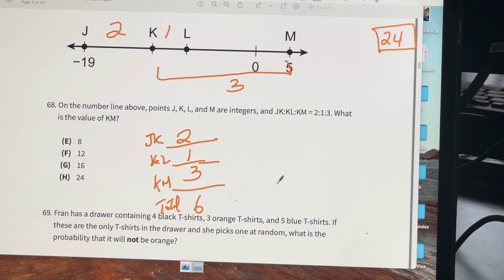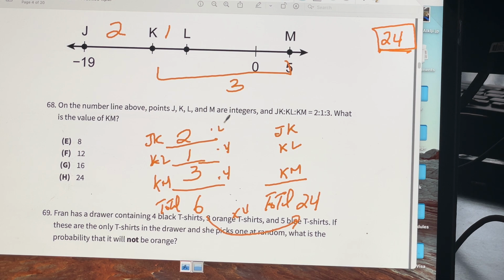Now they're asking us what's the value of KM? Well, when the distance is 24. So if that's 24, what's JK, what's KL, and what's KM, right? Well, again, find your relationship. 6 times 4, so here would be times 4, times 4, times 4. 2 times 4 is 8, 1 times 4 is 4, 3 times 4 is 12. If we add it up, we get 24.